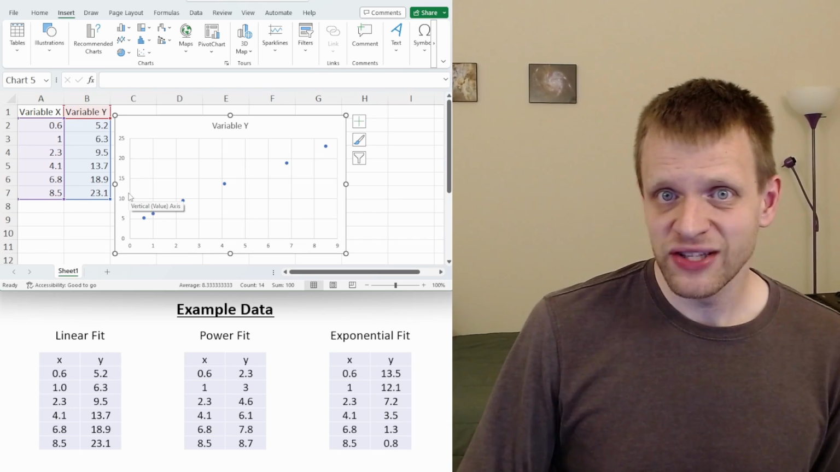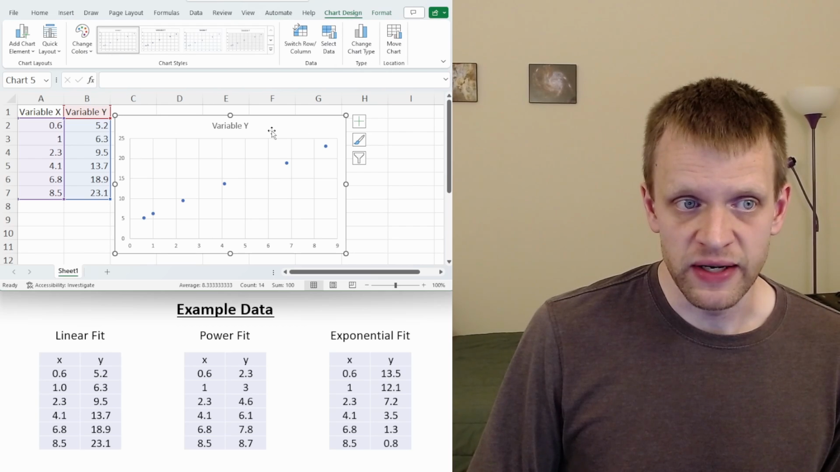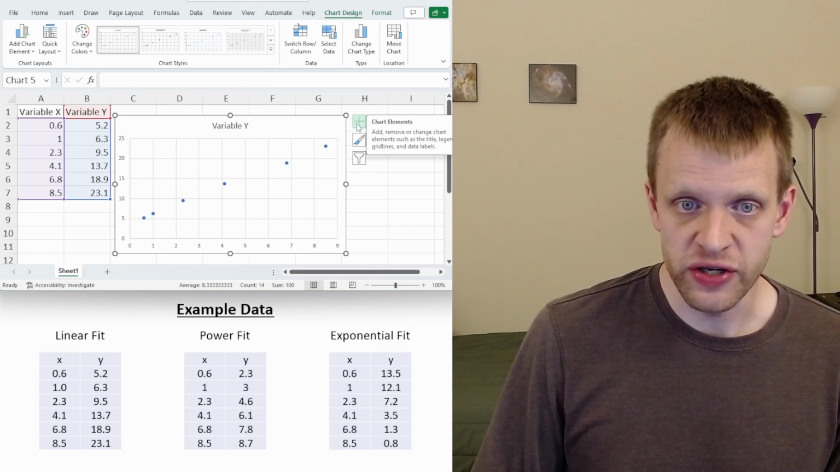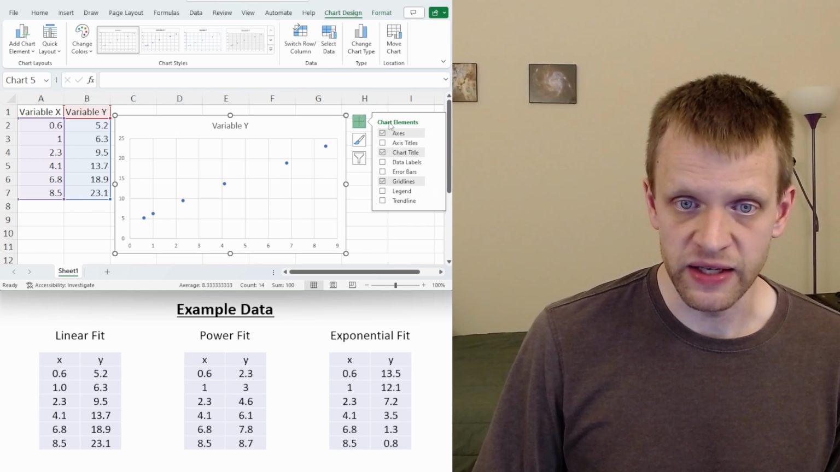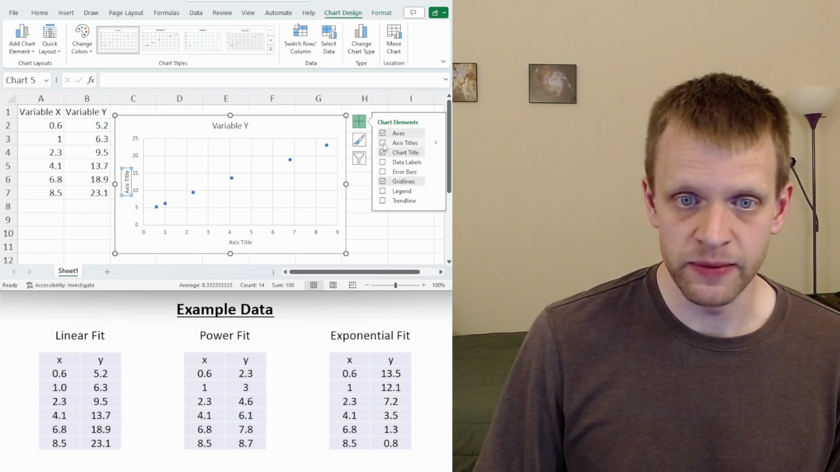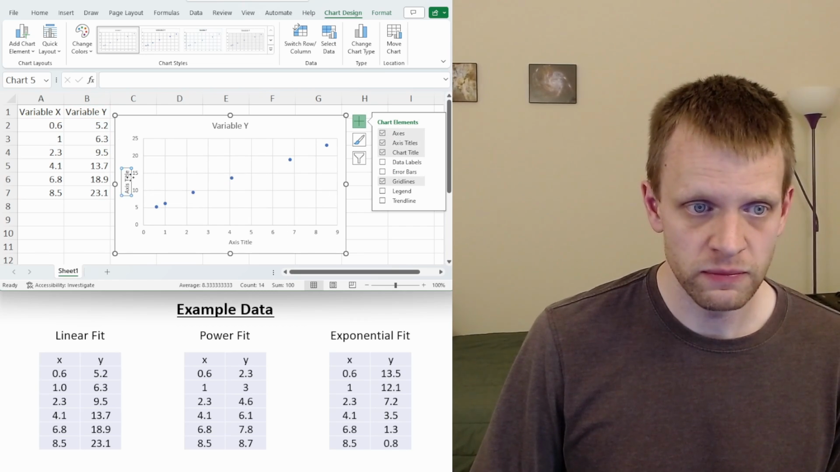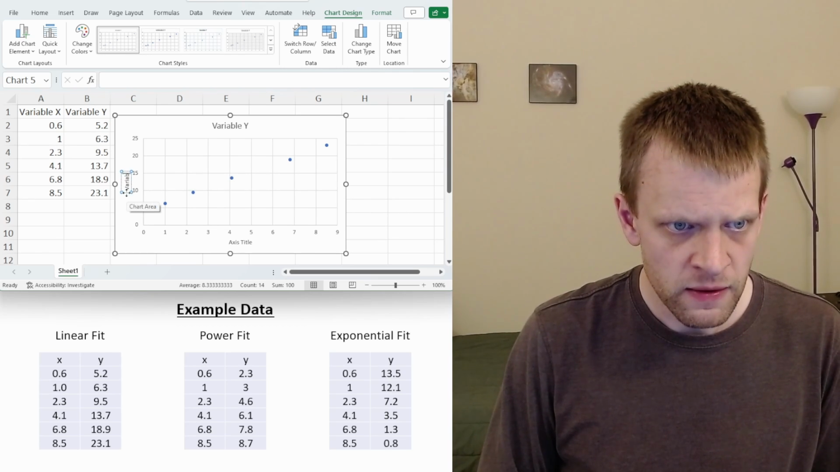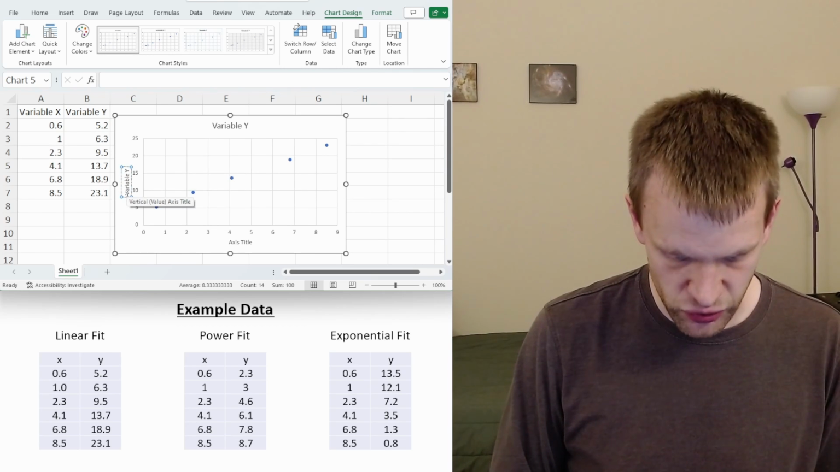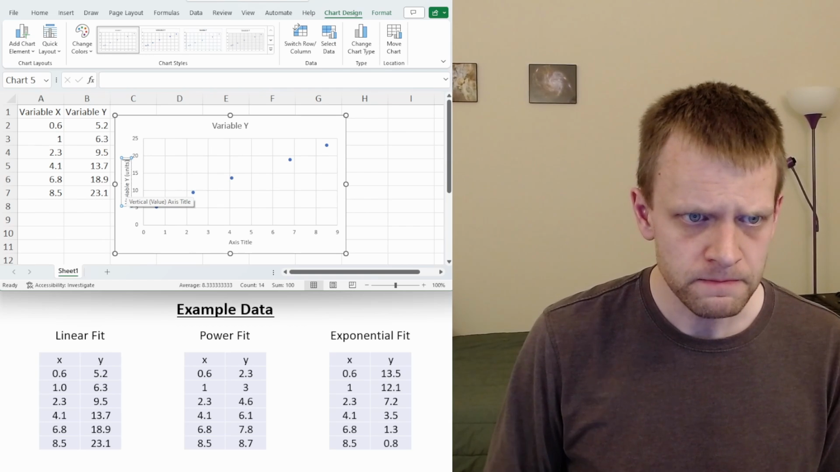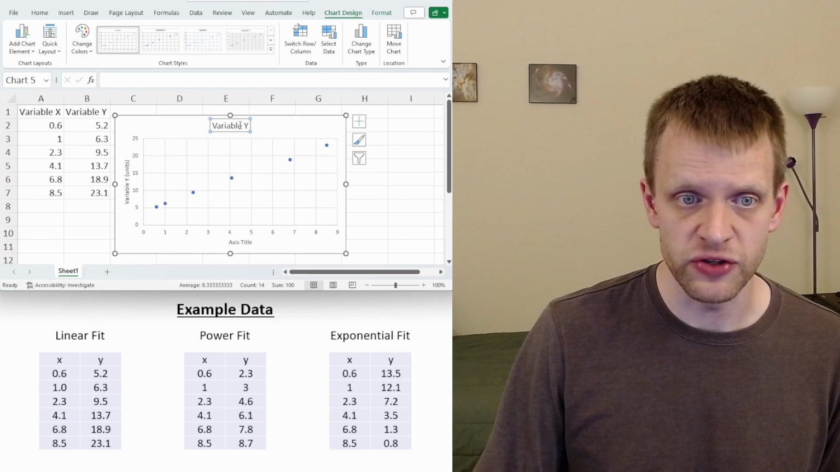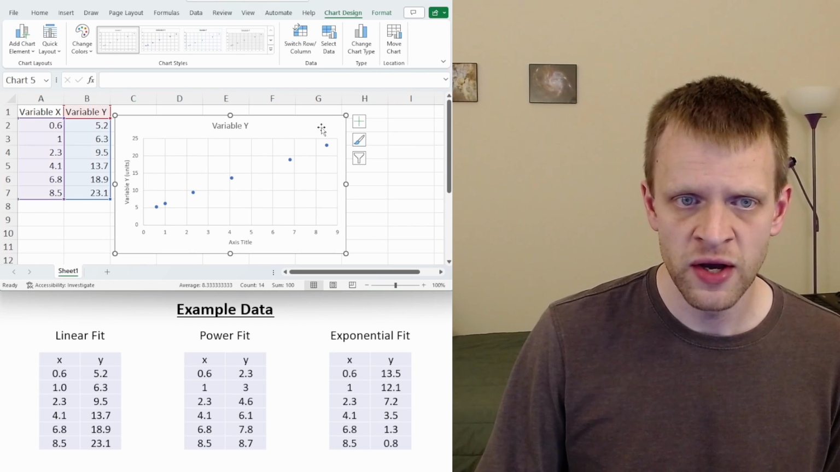We might want to add some features to this graph. So if I click on the graph, we can either add chart elements over here with this little plus sign. And again, it gives us a number of different options. We can add axis titles, so those will show up, and then we can change this to variable y, including the units. Do the same thing for the horizontal axis. Do the same thing for the chart title, change it however we want.